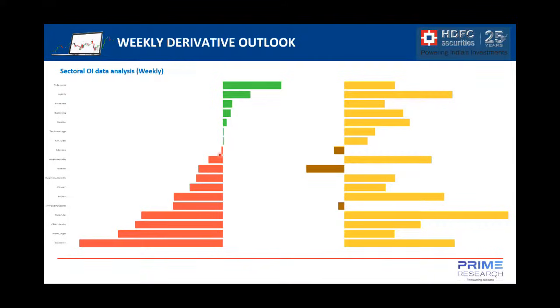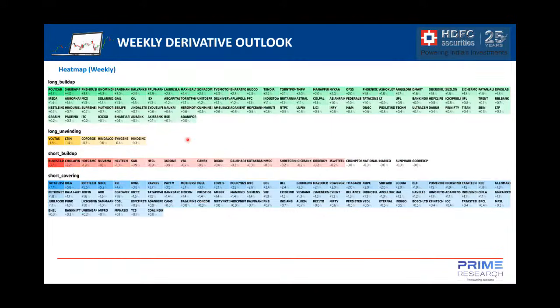This is a heat map of weekly data, where Polycab, Shriram Transport Finance, PNB Housing, and Minda have build up of long positions, whereas long unwinding was seen in Voltas and LTIM. Short build up was seen in Blue Star and Chola Finance, and short covering was observed in Tata Elxsi, IDEA, PIT, and NBCC. This is the weekly data.